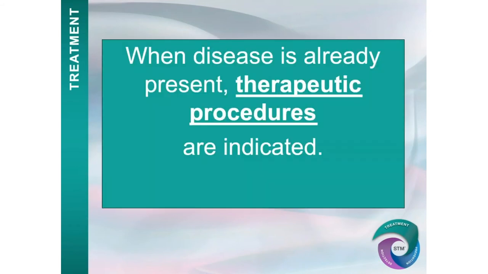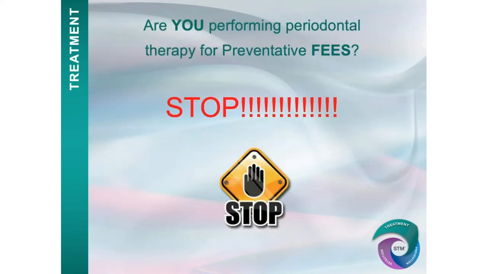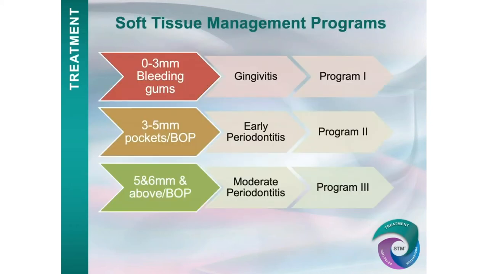Now, when disease is present, therapeutic procedures are indicated. So when we're performing treatment on a patient who has bleeding or pockets, we're not performing a prophy or prophylactic care. We're performing active therapy. And therapy, as a result, defined as scaling and root planing, now needs to be billed as scaling and root planing. So for those of us who are performing random scaling or prophys on patients, when in essence they're in need of treatment, we need to stop. We absolutely need to stop and remember what we are doing for this patient.